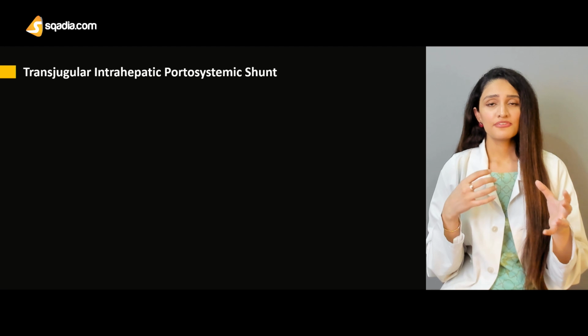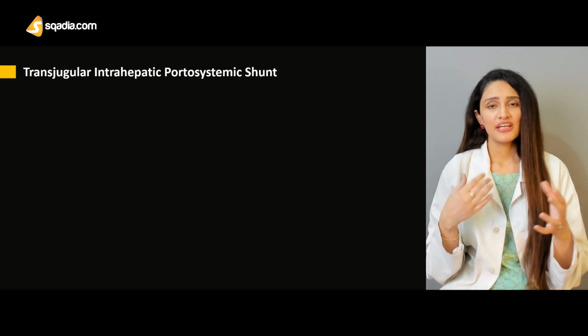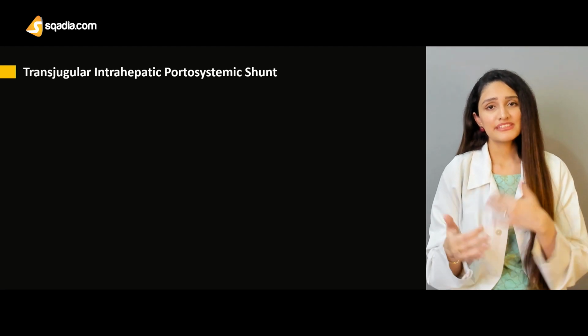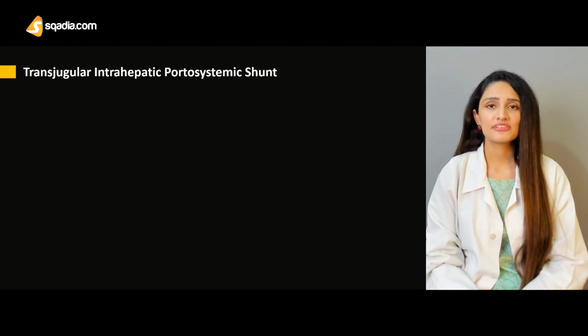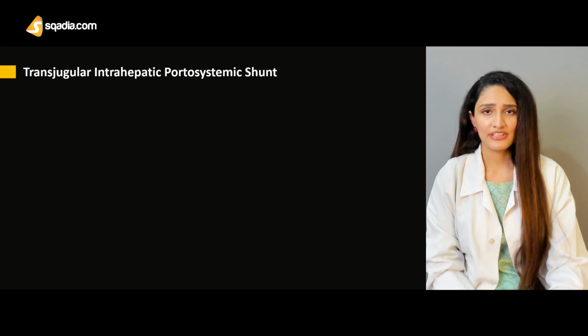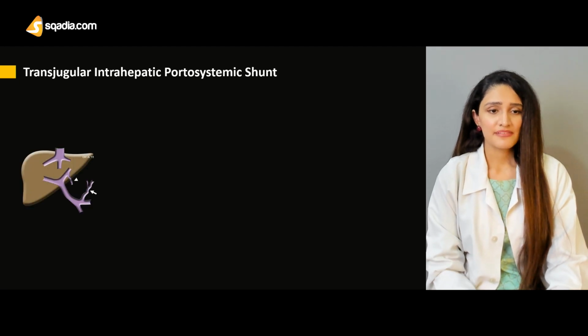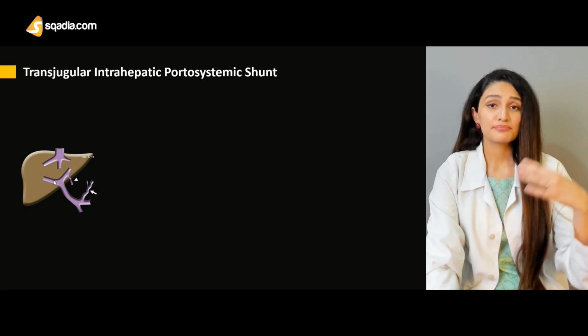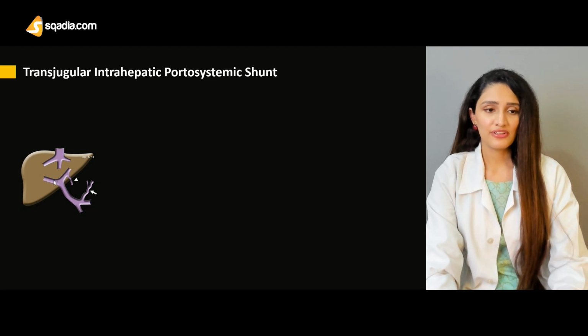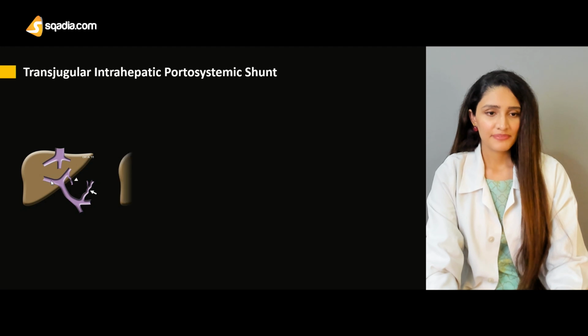So after forming a connection between these two, it causes a compensatory effect so that the collateral circulation is not involved and esophageal varices are not formed. So as you can see, this is the liver, we've got the hepatic vein and we've got the portal vein, and the part that is within the liver is called the intrahepatic part.